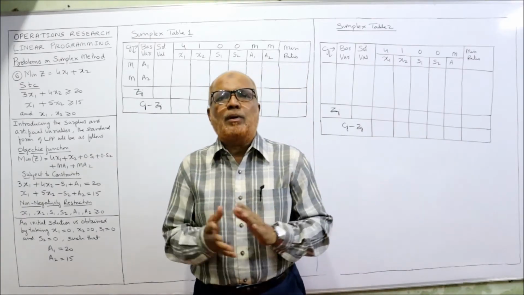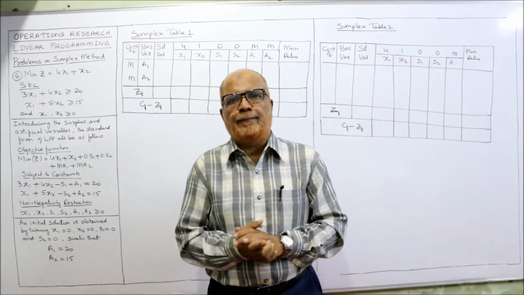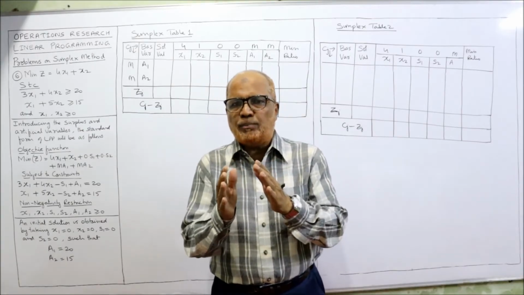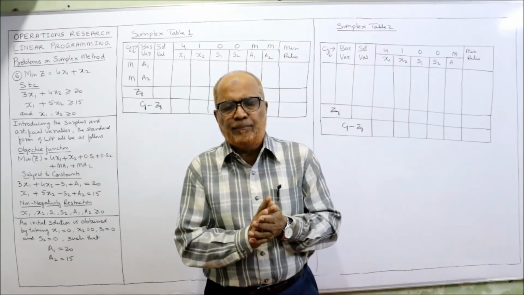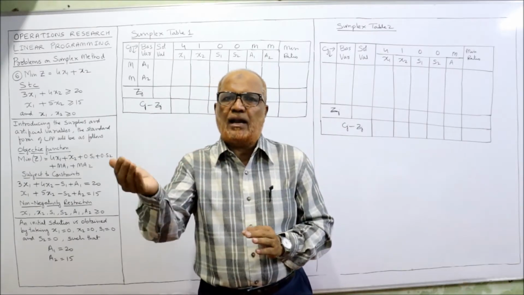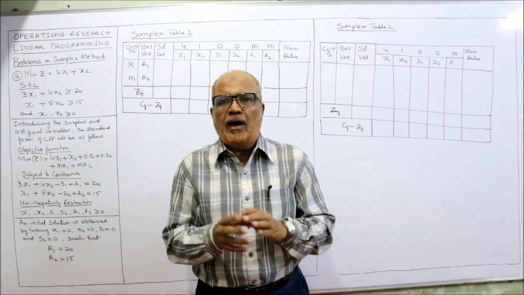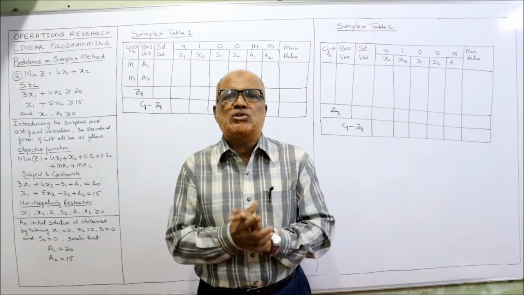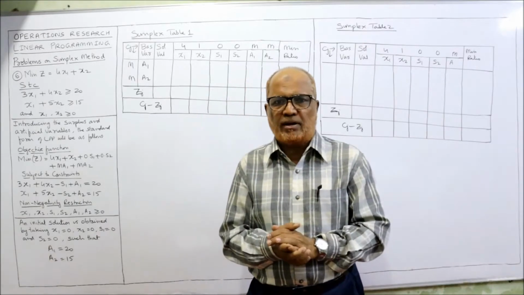So in almost all the problems you have seen the procedure is same. But for maximization problems, slack variable will be added. And for minimization problems, surplus variable will be deducted and artificial variable will be added. And the optimality test will be different for both the problems, right?